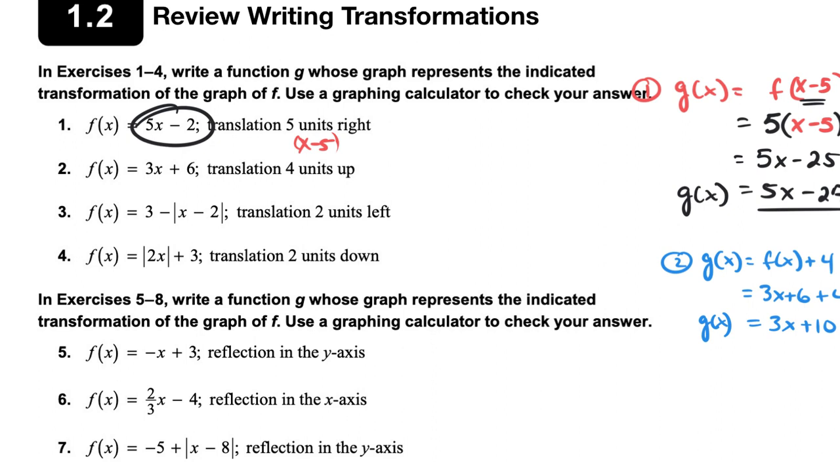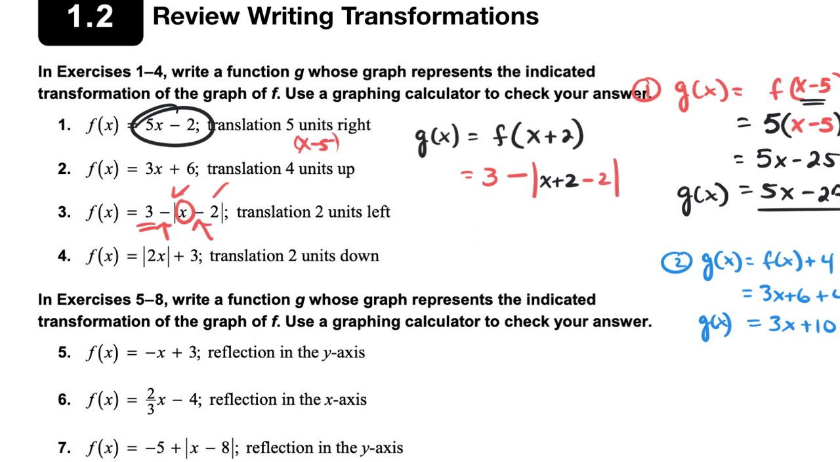Problem 3, very similar to the first one. I want this one to go left 2, so I need the f of x plus 2. That makes it go left 2. I just go to my function. My function is 3 minus absolute value of x, but my x is getting replaced with x plus 2 to make it move to the left. Then my function continues with a minus and a 2. And then I end my absolute value and I simplify. Inside there, 2 minus 2 is 0, so there's my new function. G of x is 3 minus absolute value of x.